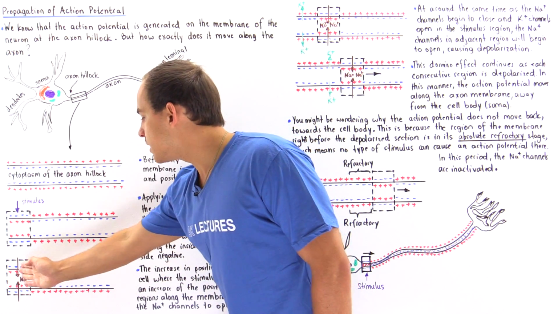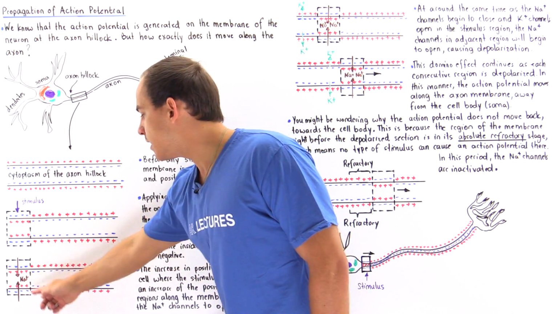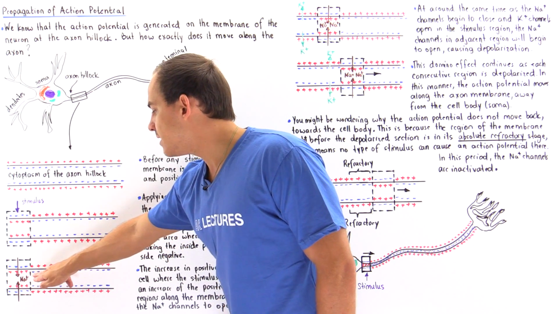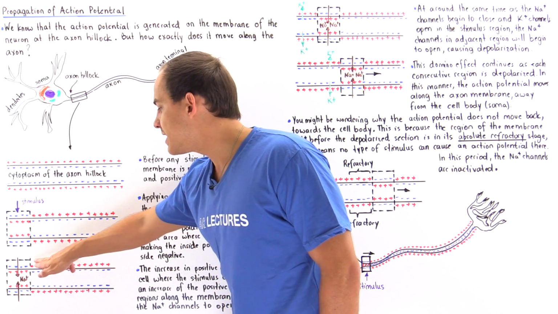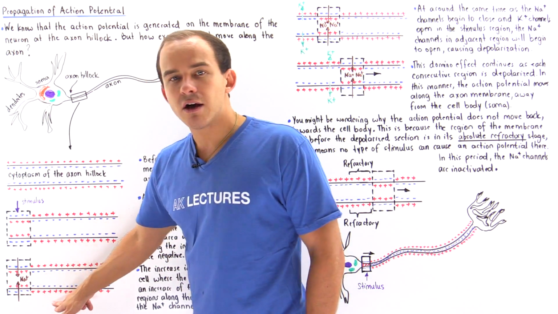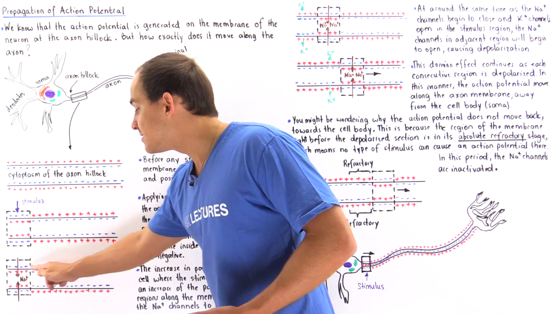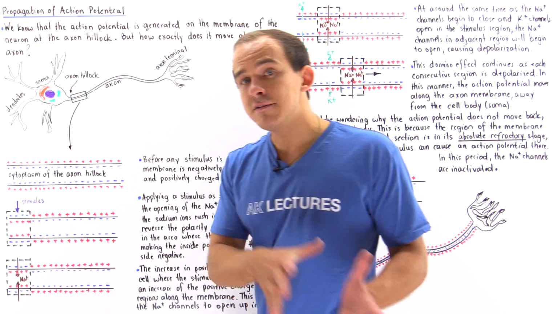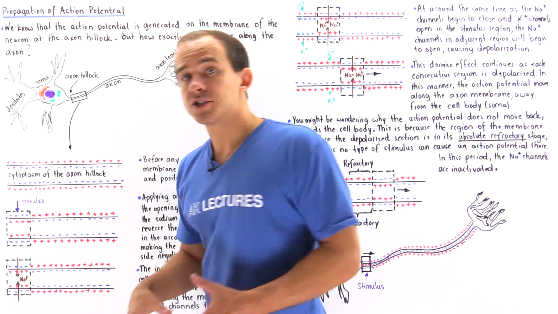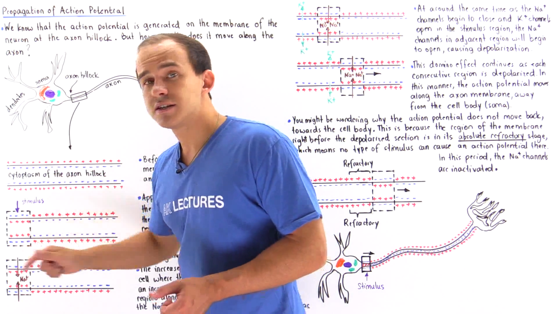Now, notice the adjacent region of the cell membrane still contains a negative charge on the inside and the positive charge on the outside. The question is, how exactly will the adjacent section of the cell membrane be influenced by the influx of the sodium ions into the cell?